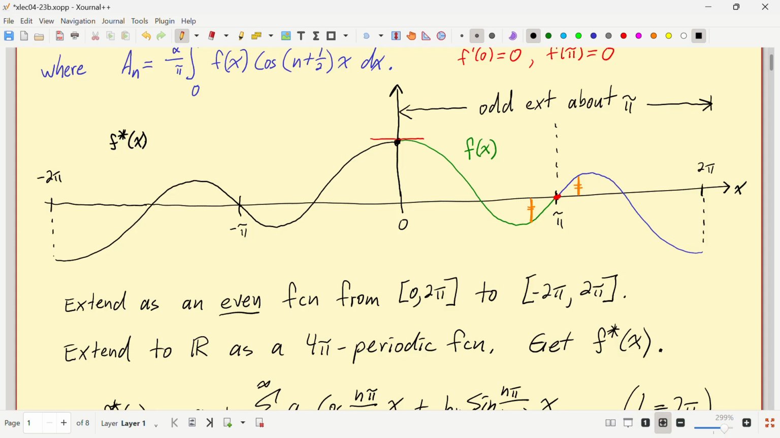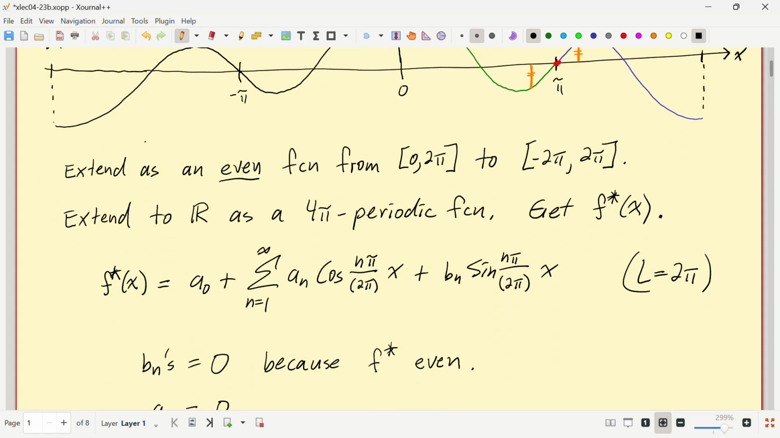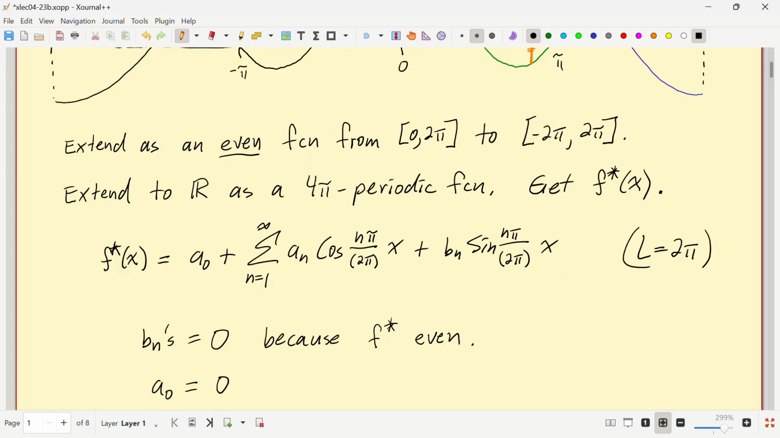Well, now I'm going to expand f star in a Fourier series. Remember, in the general Fourier series, where you use a length L instead of pi, in this case, I'm using L equals 2 pi. And so notice that you're going to get cosine n over 2 x when you do that. It'd be n pi over 2 pi, n pi over L. That's what that is, the n pi over L. So n pi over 2 pi is n over 2 x.